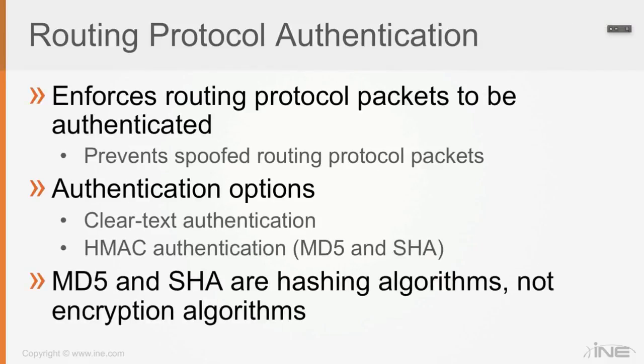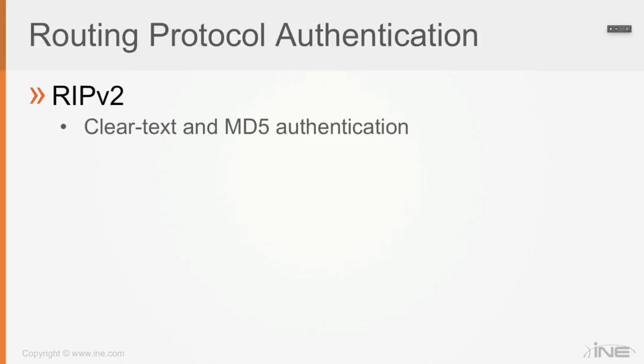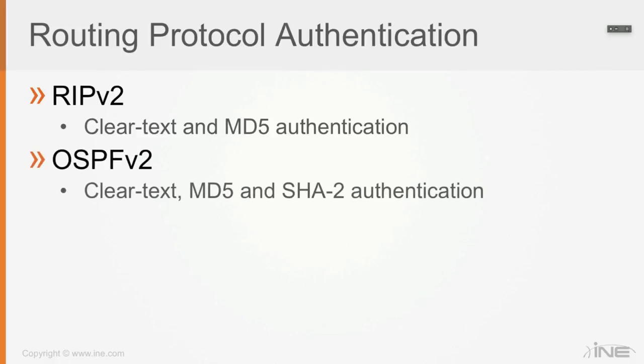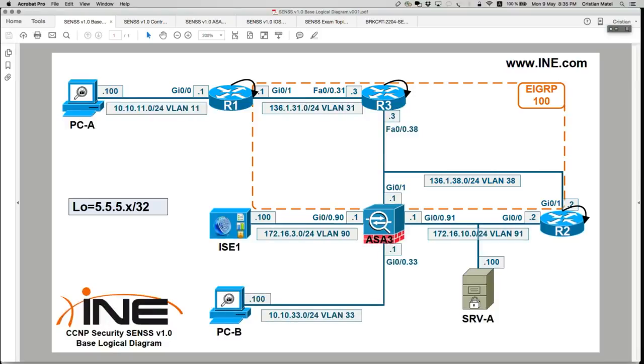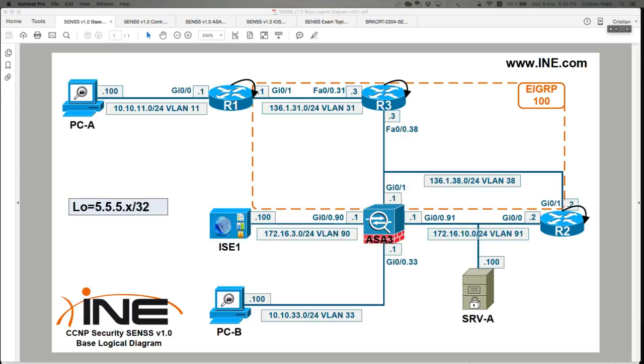While this is not possible if you use HMAC based authentication, because HMAC sends the password not in clear text but as a hash. And MD5 and SHA are hashing algorithms, just to make sure everybody is on the same page, not encryption algorithms. Now from the authentication point of view, RIP version 2 supports both clear text and MD5. OSPF supports clear text, MD5 and SHA-2 authentication. EIGRP supports MD5 authentication and SHA-2 as well, but in the newer codes. So depending on the code type you're running, it also supports SHA-2.